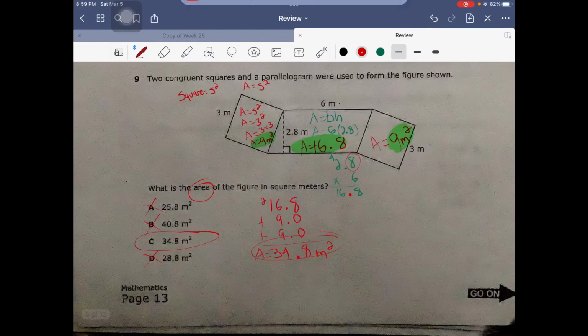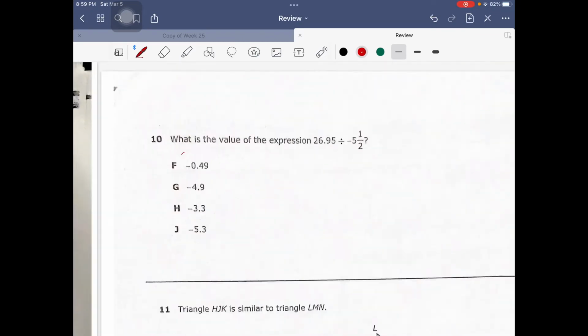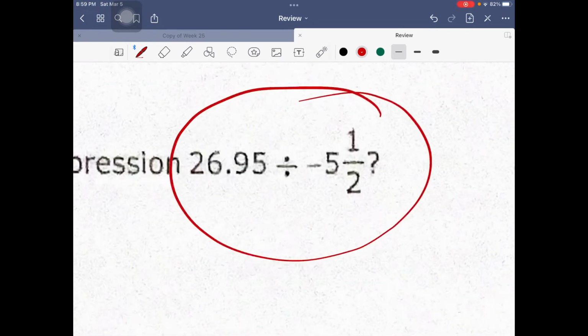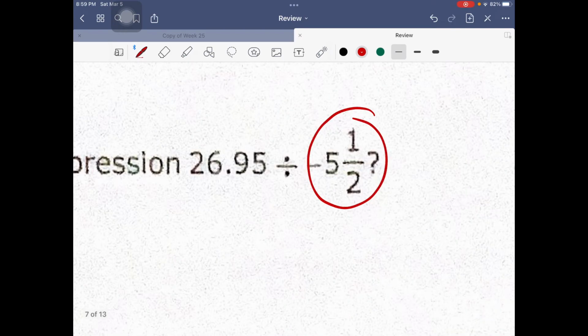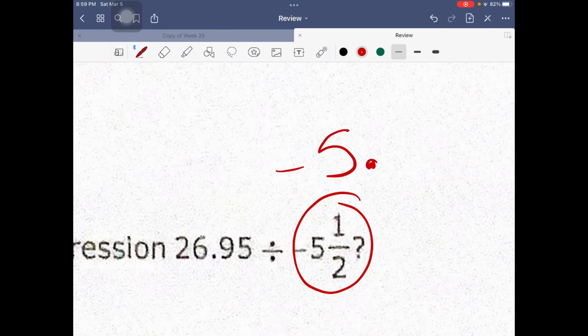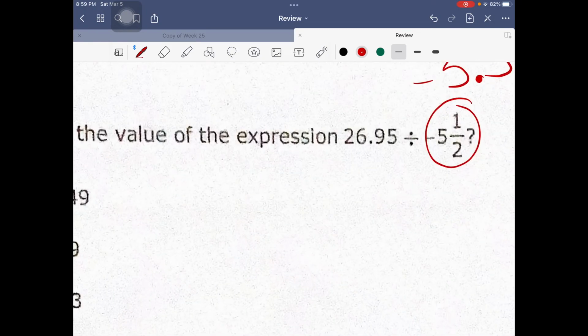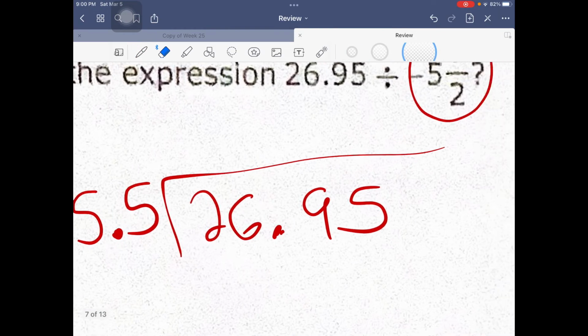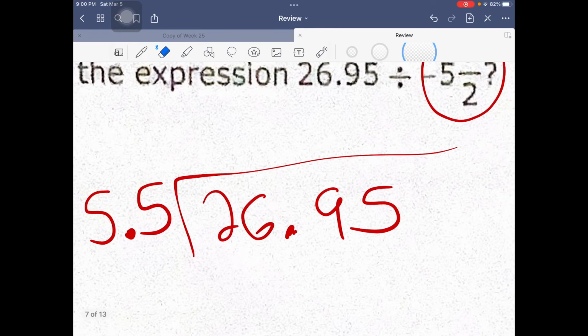Awesome. And last one. Number 10. What is the value of the expression 26.95 divided by negative 5 and 1/2? Now, what does this represent? Negative 5 and 1/2 is negative 5.5. So we have 26.95 divided by negative 5.5. Now we're going to act like there's no negative, so we can just do it normally, and then at the end we're going to consider it.